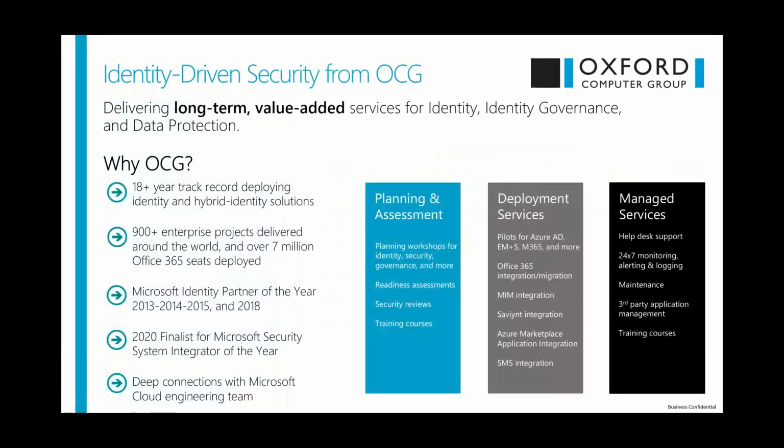I'm just going to highlight who Oxford Computer Group is. We're an identity-driven security company. We deliver long-term value-added services for identity and access management, identity governance, and data protection. Who are we and why OCG? We have an 18-year track record deploying identity and hybrid identity solutions. We have 900 plus enterprise projects delivered around the world and over 7 million Office 365 seats deployed.